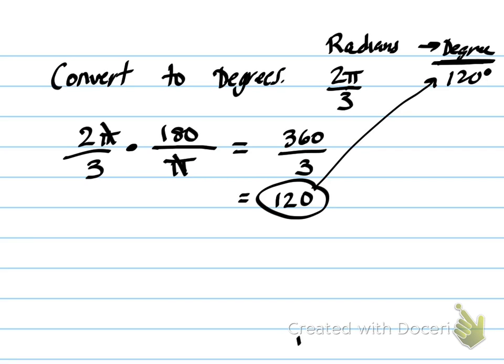120 degrees. Okay, let's do another one. Convert 5 pi over 6 into degrees.